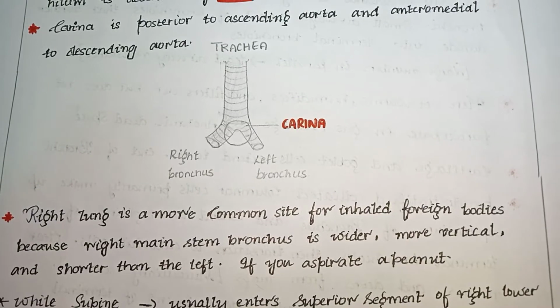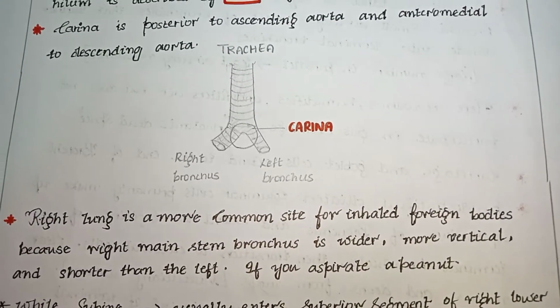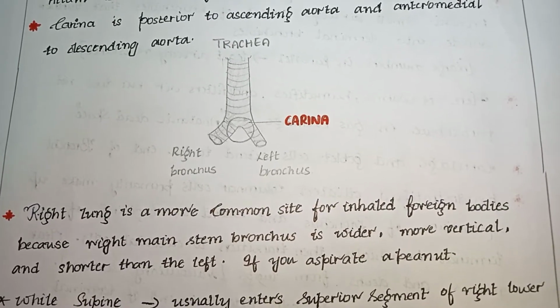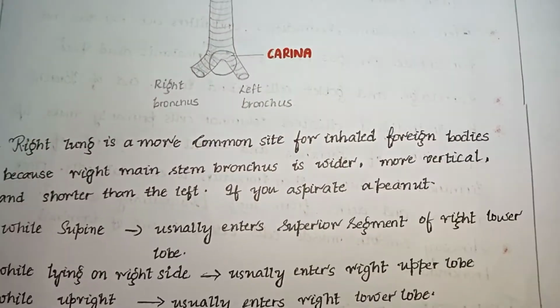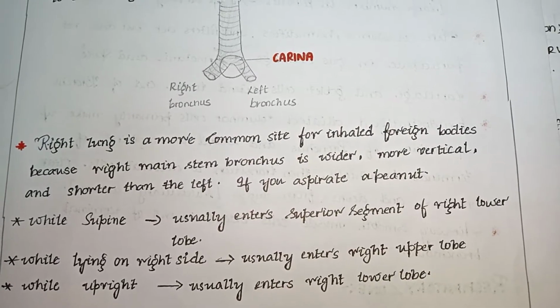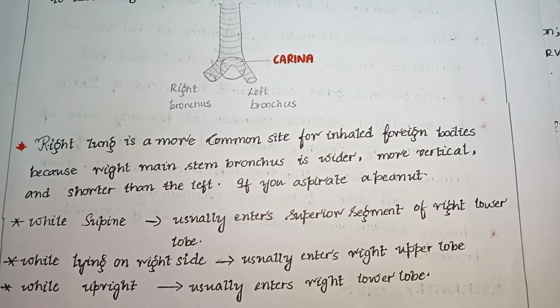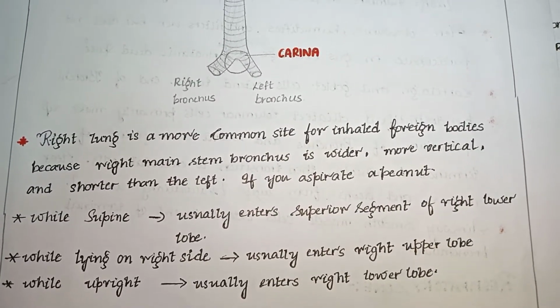The right lung is a more common site for inhaled foreign bodies because the right mainstem bronchus is wider, more vertical and shorter than the left. If you aspirate a peanut while supine, usually it enters the superior segment of the right lower lobe, while lying on the right side, usually it enters the right upper lobe, while upright usually it enters the right lower lobe.